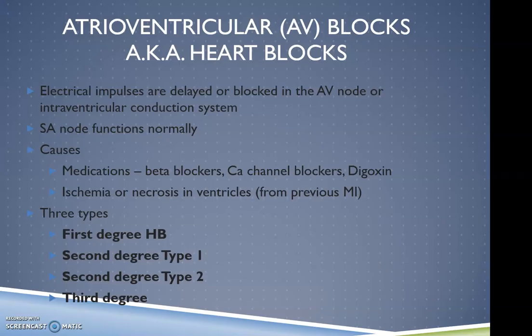What happens with AV blocks is electrical impulses are either delayed or completely blocked at the AV node. The SA node functions normally, sends an impulse down to the AV node where it's delayed or blocked. Causes for this: anything that slows conduction, beta blockers, calcium channel blockers, and digoxin, and any kind of ischemia or necrosis in the ventricles from a previous MI, especially tissue that would be right near the AV node.